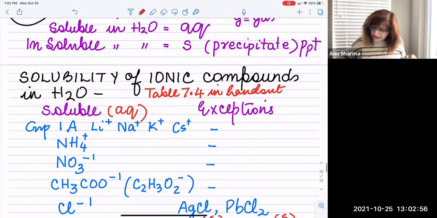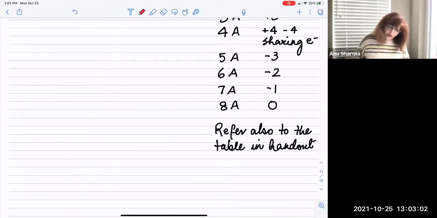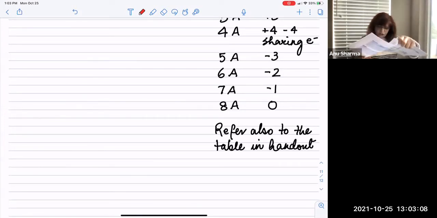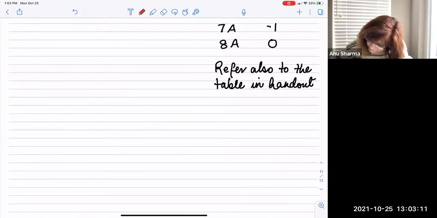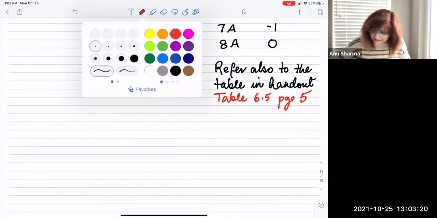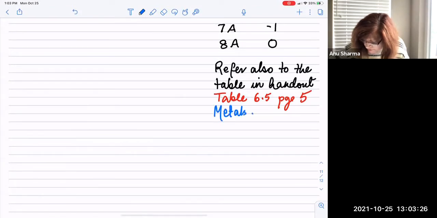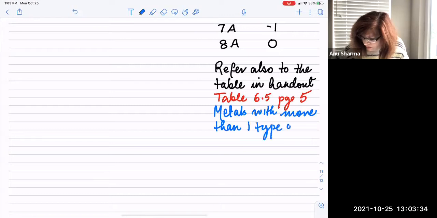Okay, and then the other piece is this piece right here, was the table of more than one positive charges, and that table is table 6.5, page 5. Okay, so here, what is that table? This is the table on metals with more than one type of positive charge.